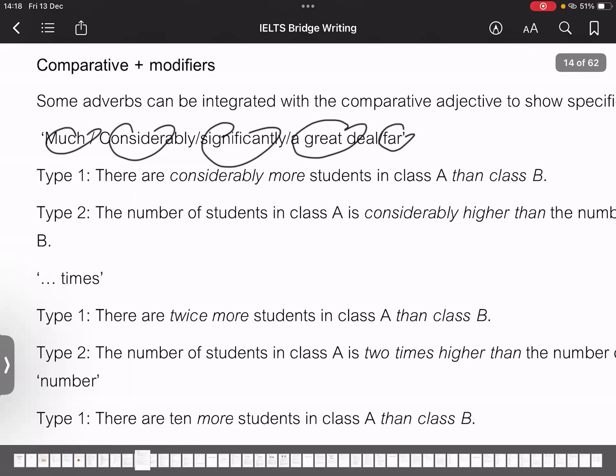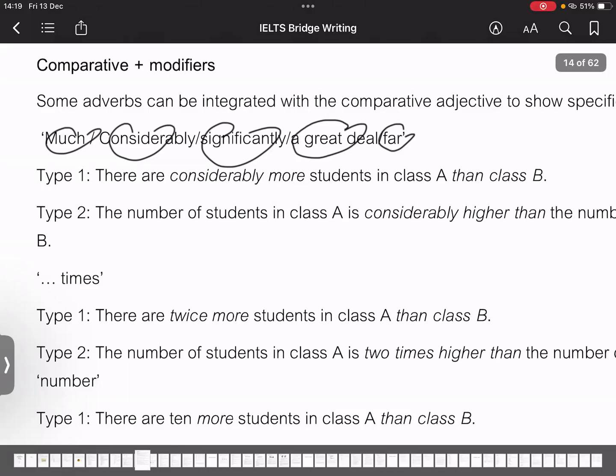So this is going to be a little bit counterintuitive to Thai language speakers because we tend to put adverbs at the end of a sentence. But this is not the case for English, right? An adverb comes before the adjective that it modifies. So there are considerably more students in class A than class B. Now for type 2 adjectives, it's pretty much the same. The number of students in class A is considerably higher than the number of students in class B. That's how you put the adverb.